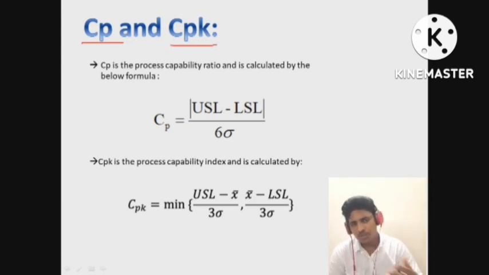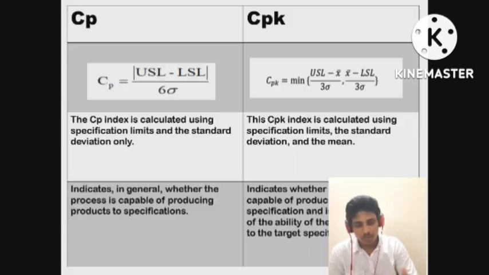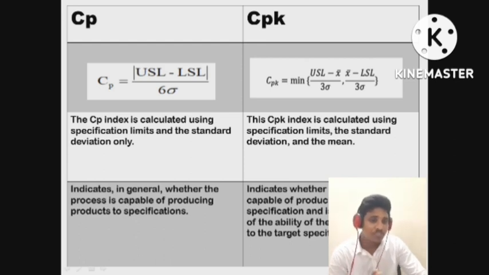Now, how are we going to find out the process capability with these two values, and what do the values tell us? We are going to see. The CP index is calculated using specification limit and standard deviation only. To find out the capability CP, we are using specification limits USL, LSL and standard deviation sigma only. But in the case of CPK, we are using specification limit, mean and standard deviation. We are using 3 parameters to find out the CPK values, but in the case of CP, only 2 are needed. And also it indicates whether the process is capable of producing products to the specification only.